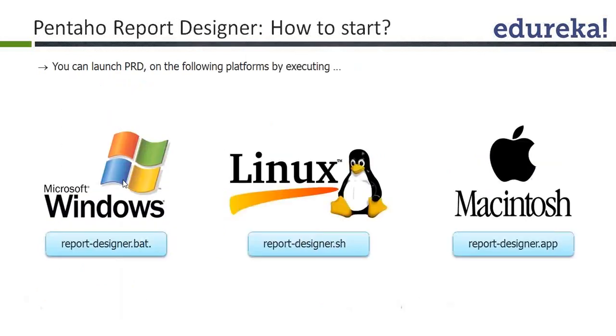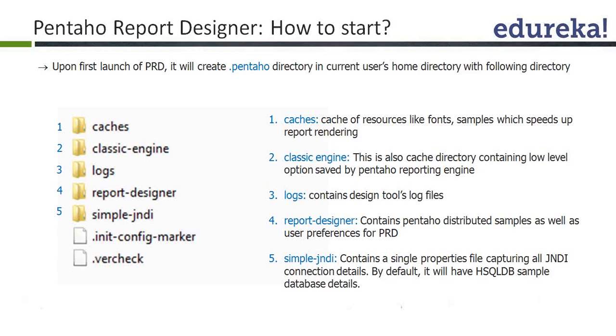For Windows, you will be using report-designer.bat. On Linux, it will be .sh. For Macintosh, they distribute it separately, and there you will find .app as a folder. Once you click it, you can launch it. How to start? We have seen how to start. You just double click report-designer.bat and it will start.